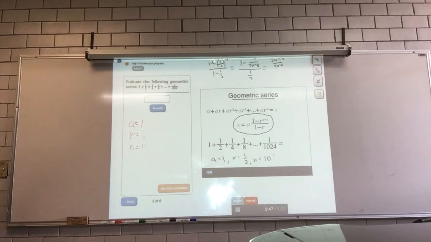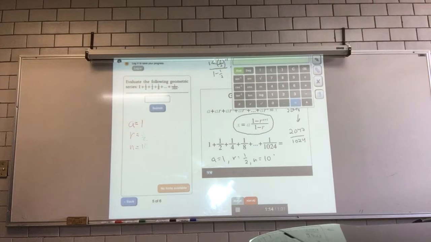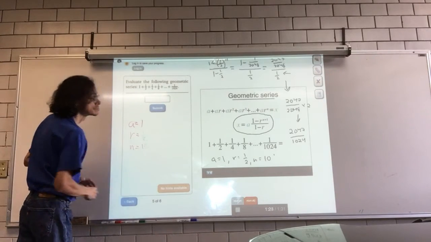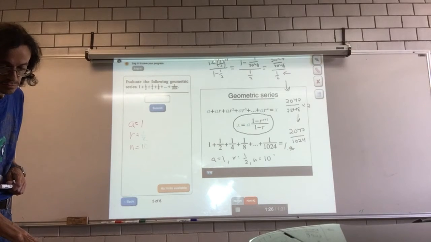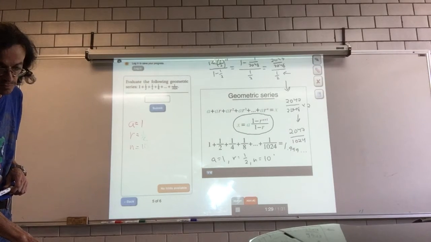This is equal to 2047 over 2048. And we're dividing that by a half. When you divide by a fraction, it's the same thing as multiplying by the reciprocal, or the flipped version of that fraction. So this is equal to 2047 over 2048 times 2. And this is equal to 2047 over 1024. Let's try using the calculator to see what that's equal to. We have 2047 divided by 1024. It's about 1.999. So this sum is equal to about 1.999.